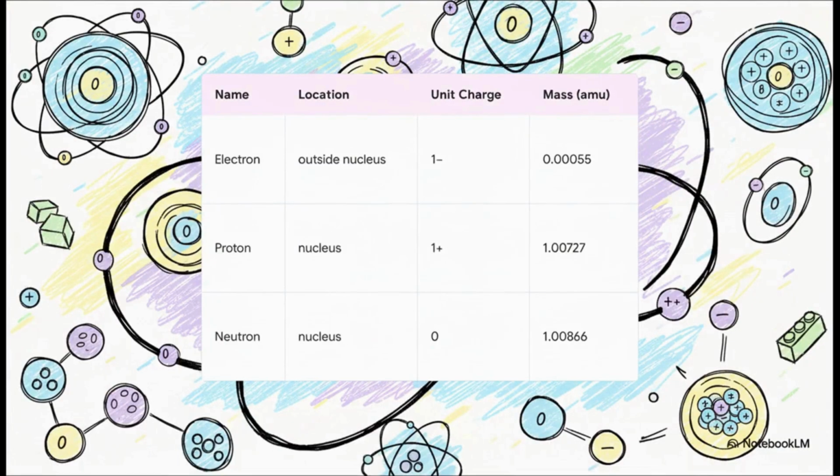Now check this out. What's really wild is the mass. Look at that last column. Protons and neutrons are the heavyweights, clocking in at about 1 atomic mass unit. But the electron? Whoa, it's almost 2,000 times lighter. That's why we say the nucleus has all the mass. The electrons barely even register on the scale.